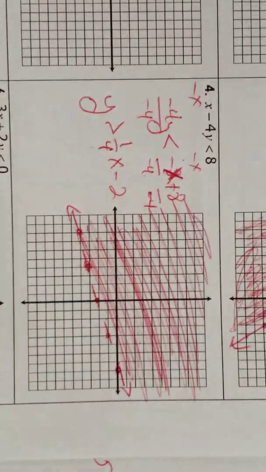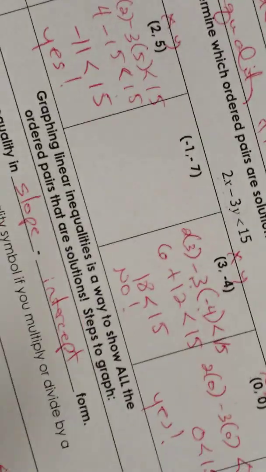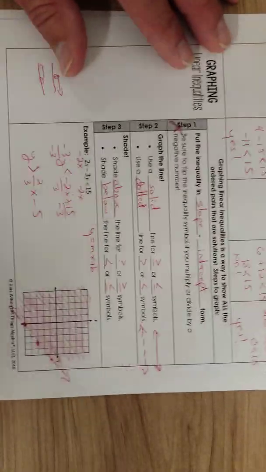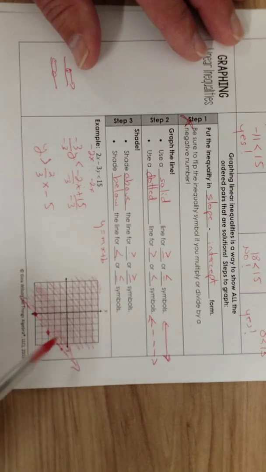Okay, make sure it's in slope-intercept form first. Make sure you take into account whether it's a solid line or a dotted line. And make sure that you shade above or below.